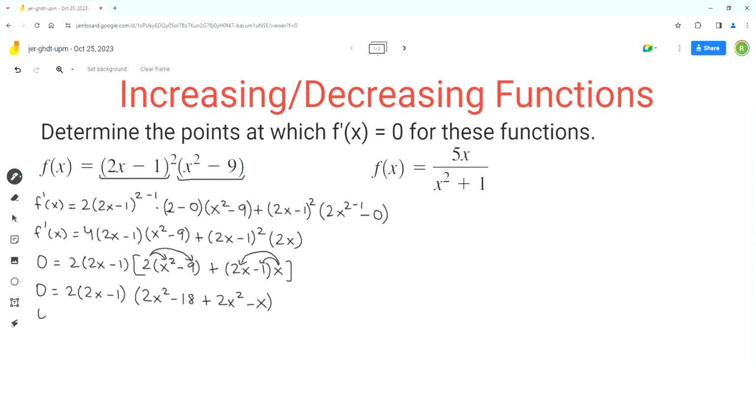We can combine like terms in the second parentheses. So we get 0 equals 2 times (2x minus 1) times, now here 2x squared and 2x squared are like terms, so we get 4x squared, and then minus x, minus 18.